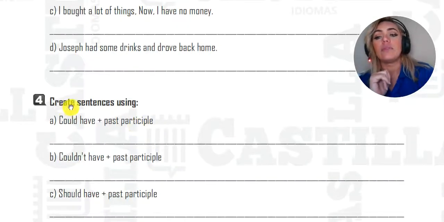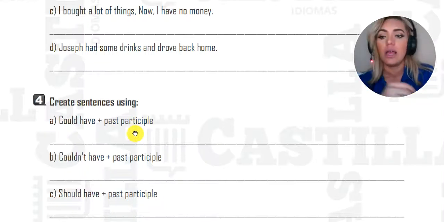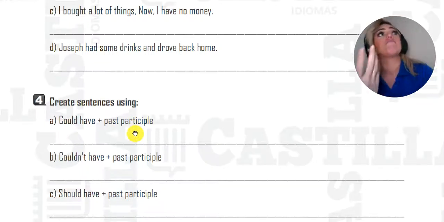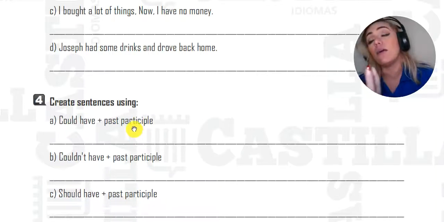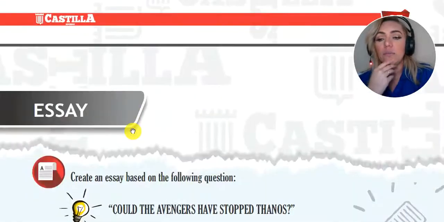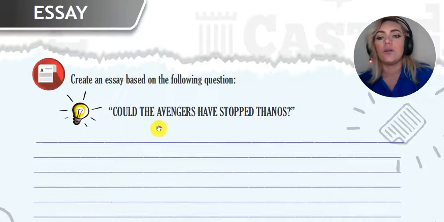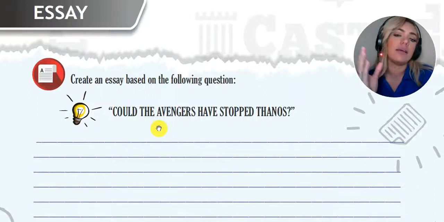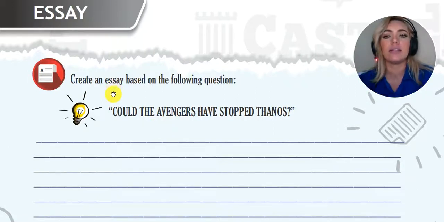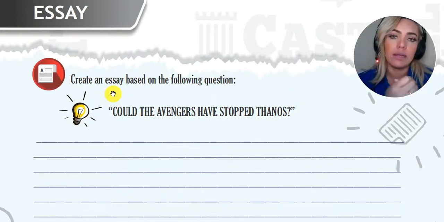4th, create a sentence using could have plus past participle. So use your imagination. Oh, I could have studied more, worked more, and so on. Okay, you created a sentence. And when you finish, now we have the essay of this unit 12. Could the Avengers have stopped Thanos? You're going to create an essay. Remember, 5 lines minimum, and you give it to me in the WhatsApp group.